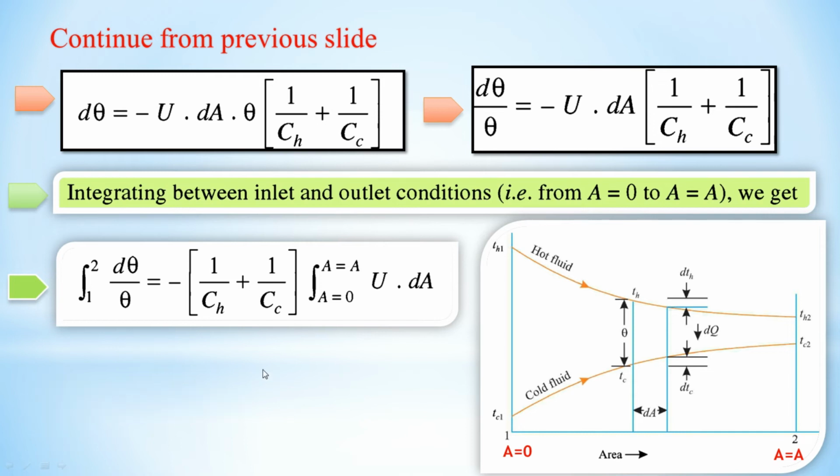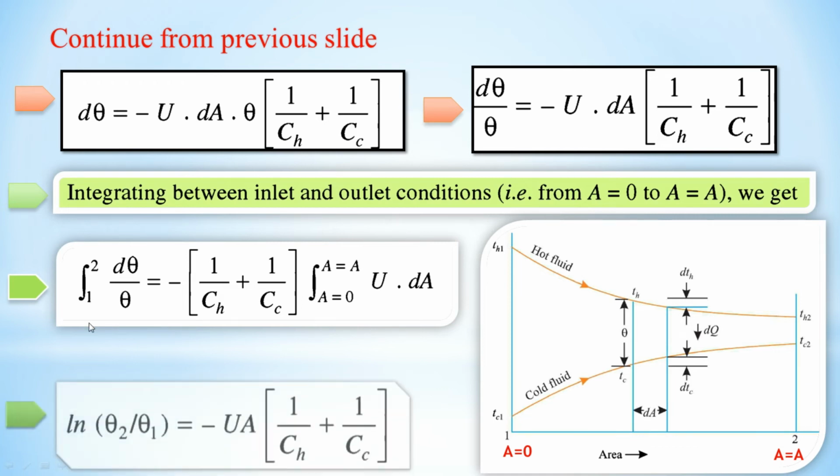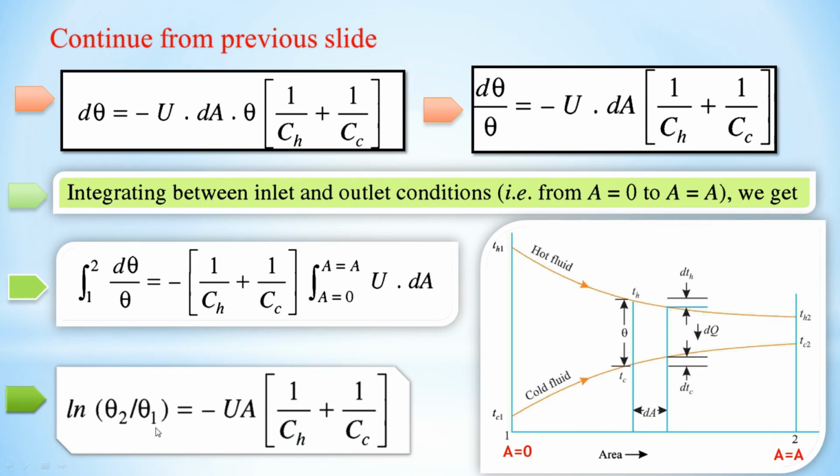As we know that the integration of 1 upon x is log x, so the integration of 1 upon theta is log theta. Then we can apply the upper limit and lower limit. So log theta 2 minus log theta 1, and as we know that the subtraction of logs can also be written in ratio form, we can write ln theta 2 by theta 1. How can we derive it?